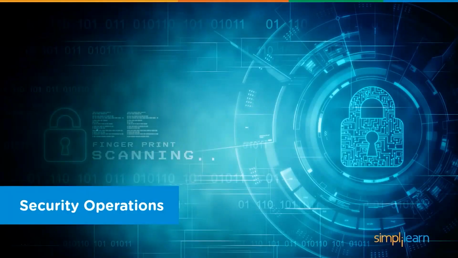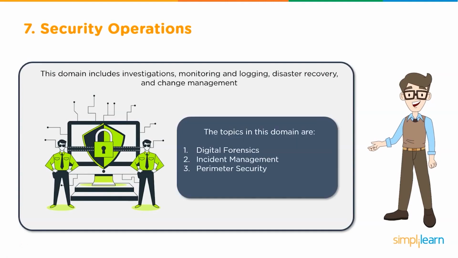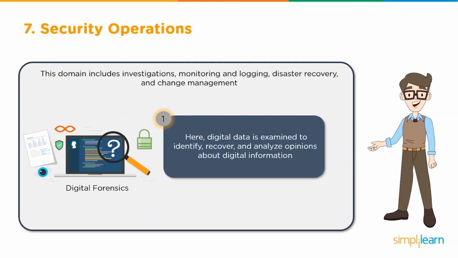Up next, we have the security operations domain. The seventh domain of CISSP is all about investigations, monitoring and logging, disaster recovery, and change management. Here, we will look into the fields of digital forensics, incident management, and perimeter security. Investigation of a computer crime is also known as computer forensics. In digital forensics, data is examined to identify, recover, and analyze opinions about digital information.